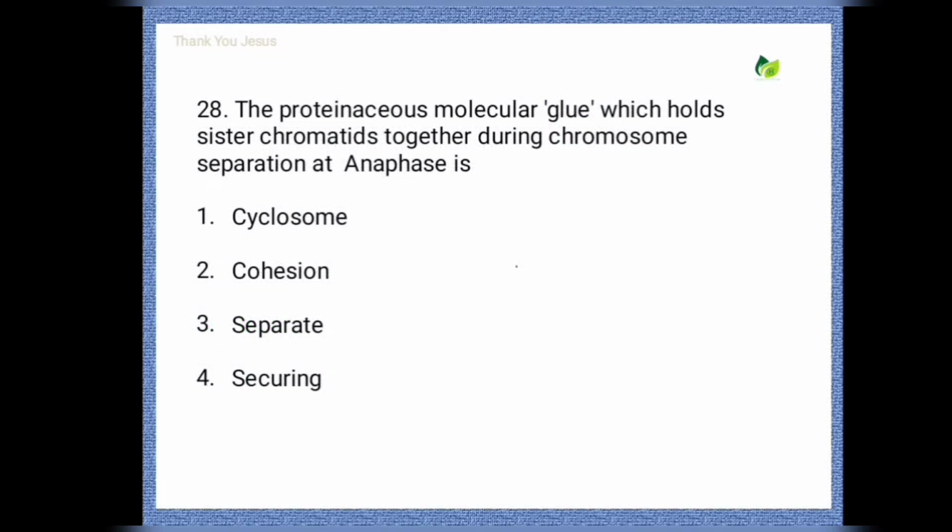The proteinaceous molecular glue which holds sister chromatids together during chromosome separation at Anaphase is. Options are cyclosome, cohesion, separase, securin. Correct option is cohesion.